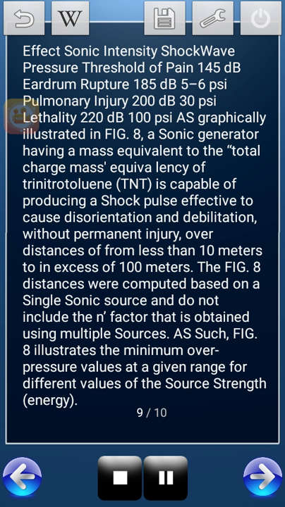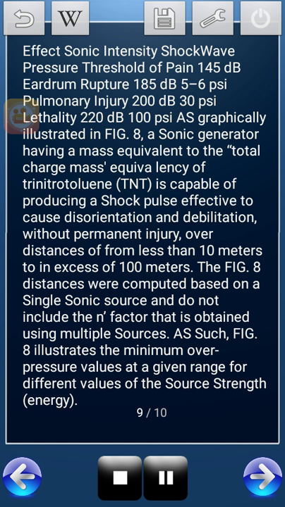A sonic generator having a mass equivalent to the total charge mass equivalency of trinitrotoluene (TNT) is capable of producing a shock pulse effective to cause disorientation and debilitation, without permanent injury, over distances of from less than 10 meters to in excess of 100 meters. The Fig. 8 distances were computed based on a single sonic source and do not include the N factor that is obtained using multiple sources.